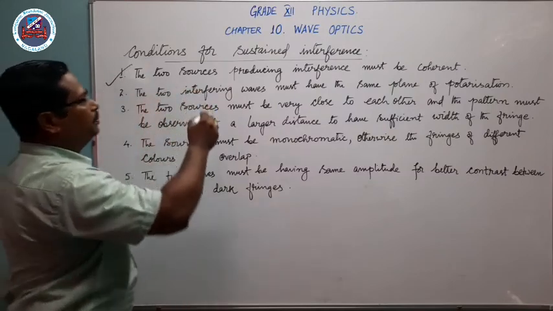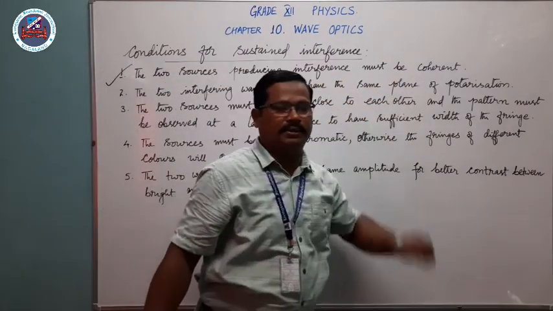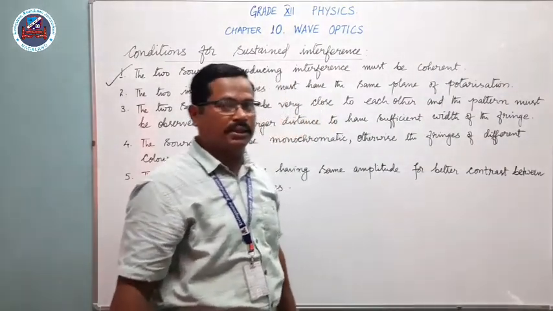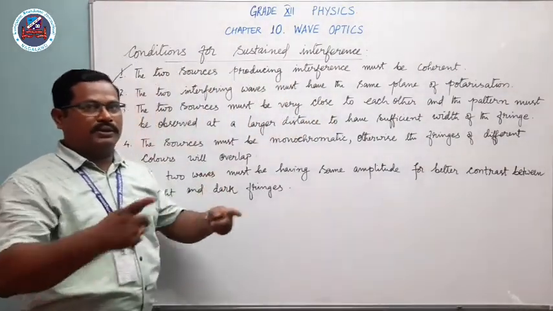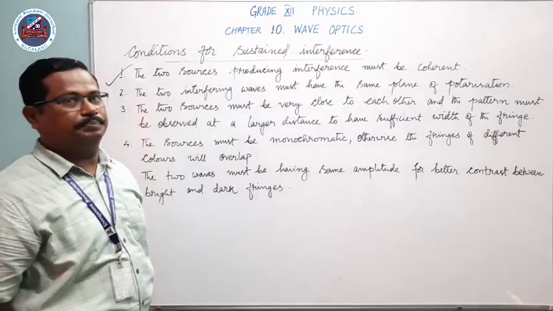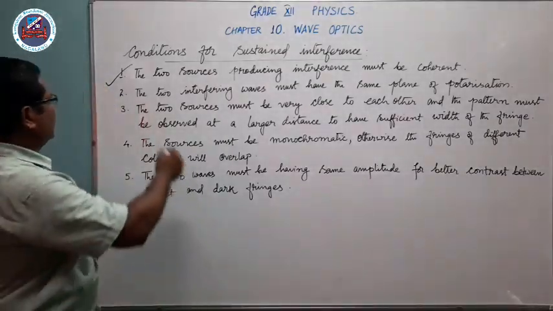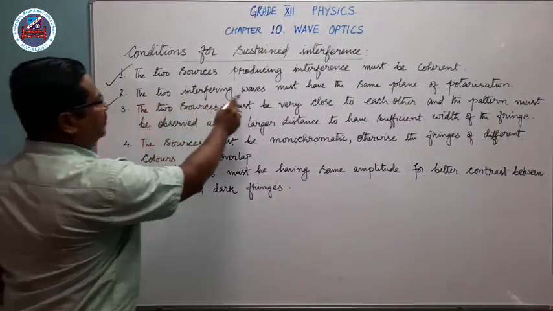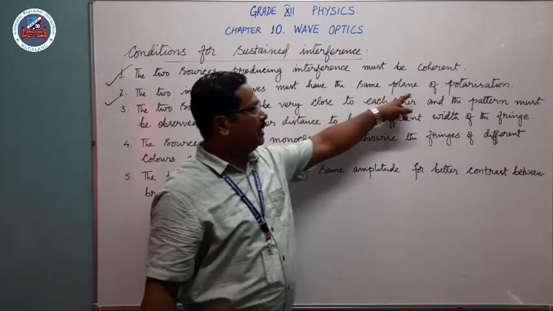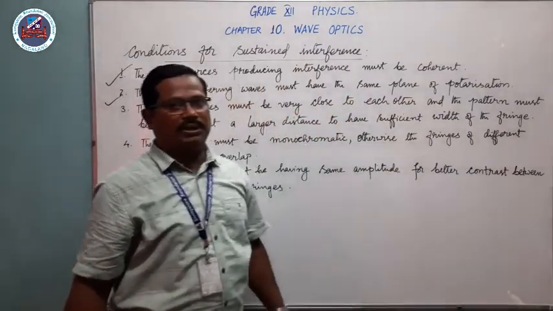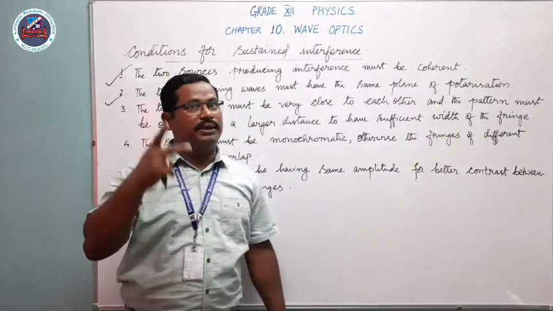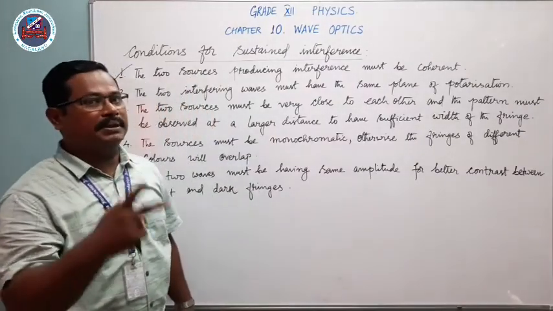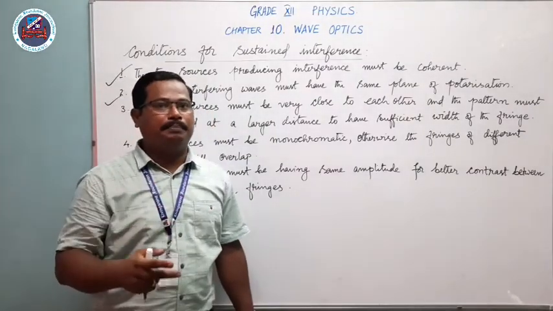The two sources producing interference must be coherent. The first point that we have already discussed. To undergo interference pattern, the two sources must be coherent. Then the second point, the two interfering waves must have the same plane of polarization. So if the two waves are already coherent sources, then they must be vibrating in the same plane.